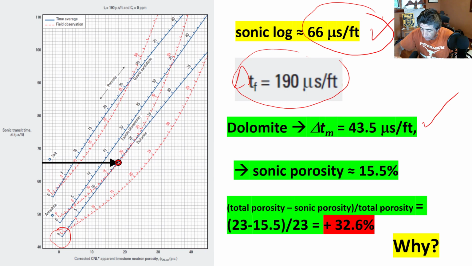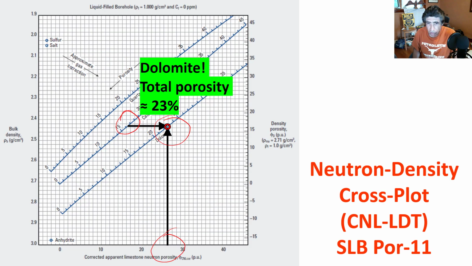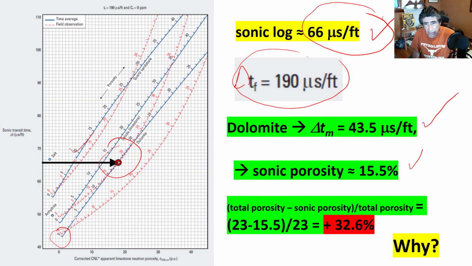And then we're going to calculate the Wyllie porosity, very simple, from that time-average formula. You can do it graphically here if you want. That's how I got this value, and that gives you 15.5%. Wow, so look at this. Just to remind you, the neutron and density porosity is 23%. That's the total porosity. And then the sonic porosity is 15.5%, much lower than the total porosity.